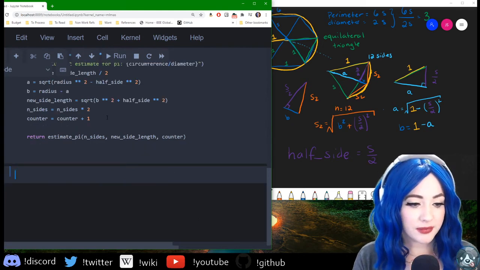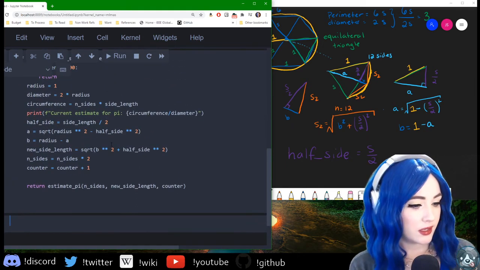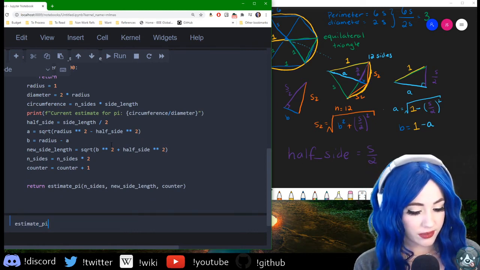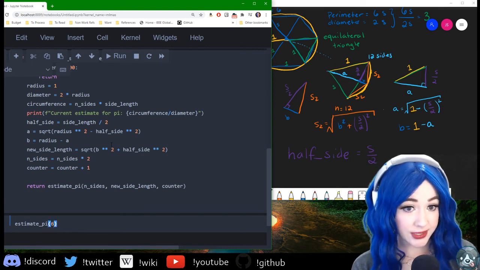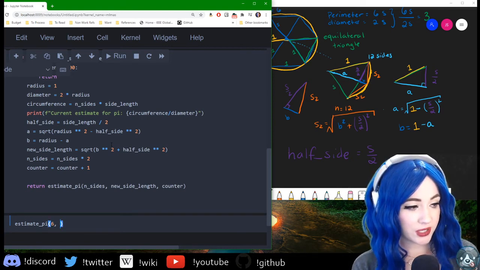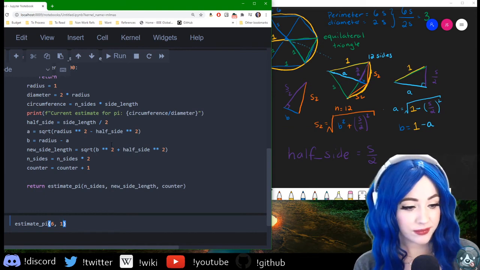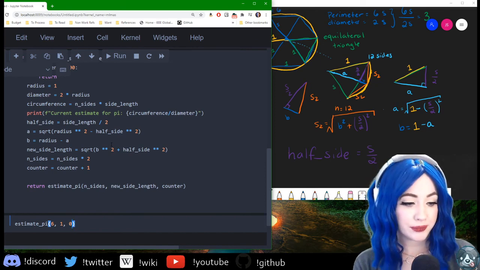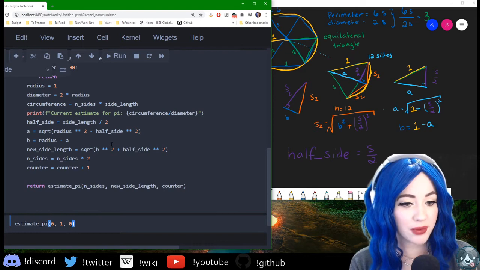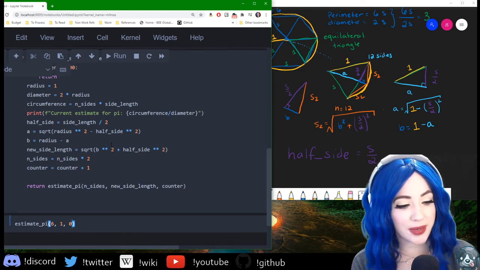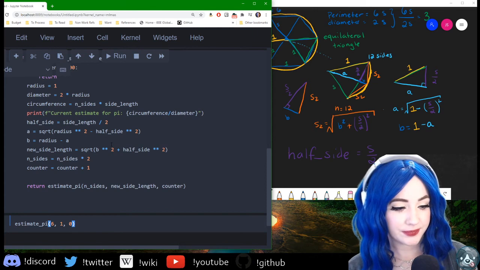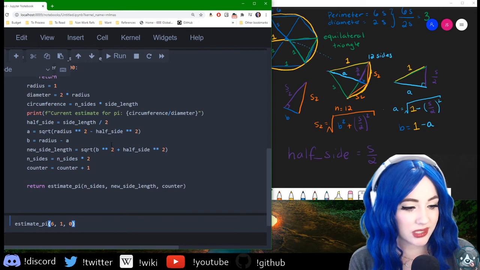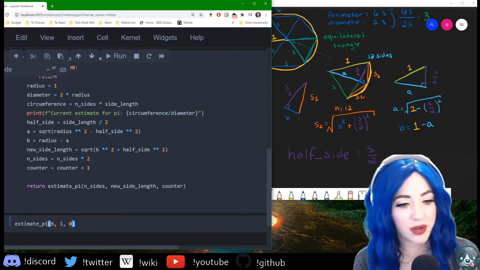Okay? And so let's start just like Archimedes did. We're going to start with 6 sides, and we're going to start with a side length of 1, and we are going to start with a counter of 0. So we are just incrementing from 0 to 100. I mean, it's the same approach. So you can decrement, you can increment, whatever your heart feels like.